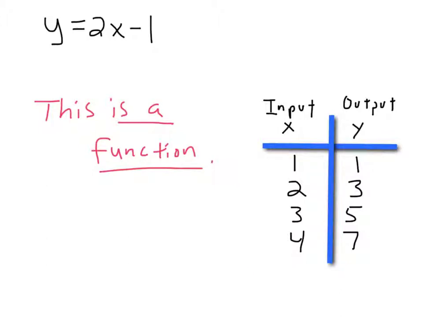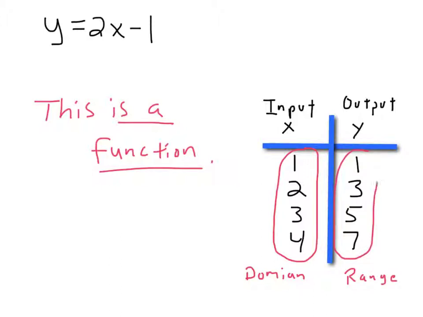Now the domain of the function would include all the different x's, or all the different inputs that you could put in here. That would include 1, 2, 3, and 4, but it would also include 5, 6, 7, 8, and negative numbers, and decimals, and fractions. So in fact the domain is all real numbers because you can put any number in as an input. And the range of this function is all the different outputs or y values that you'll get. And that's also going to be all real numbers.